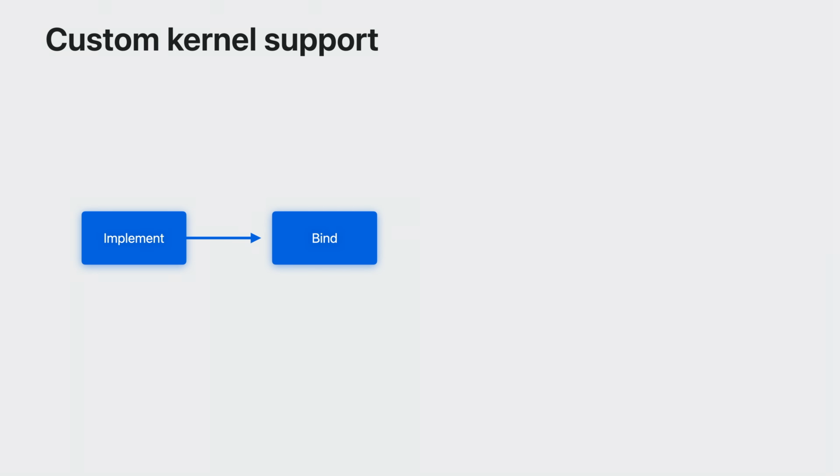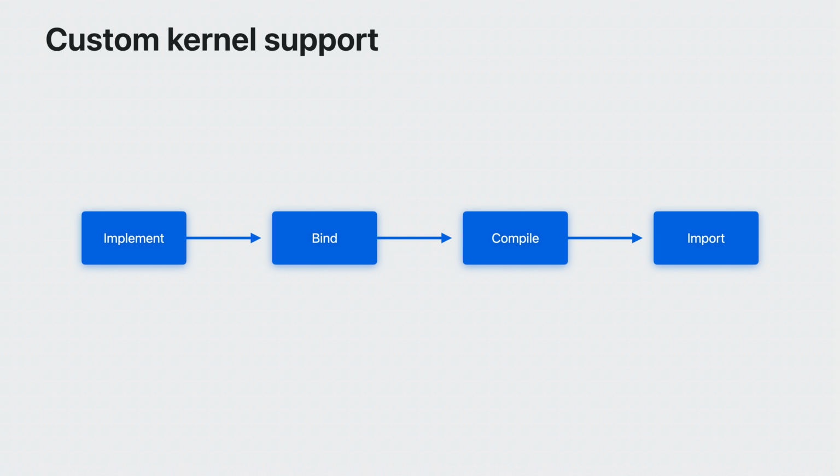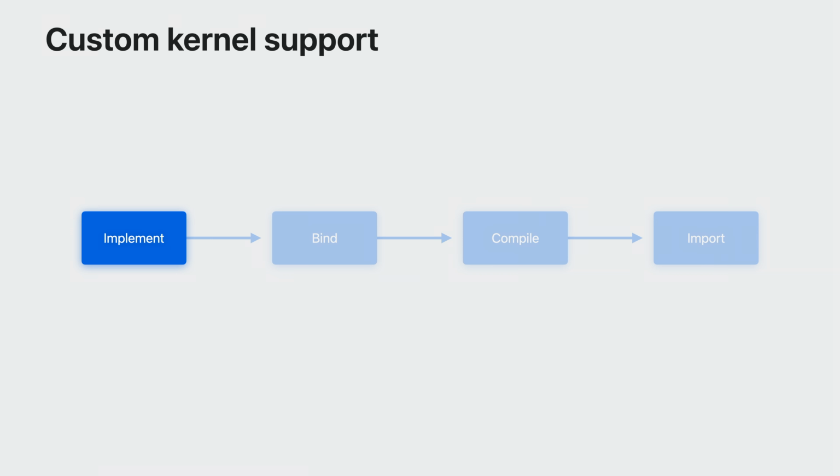There are 4 steps to write a custom operation. First, implement the operation in Objective-C and Metal. Next, create the Python bindings for your Objective-C code and compile your extension. Finally, once your extension is built, import the operation into your training script and begin using it. I'll start with the operation implementation.